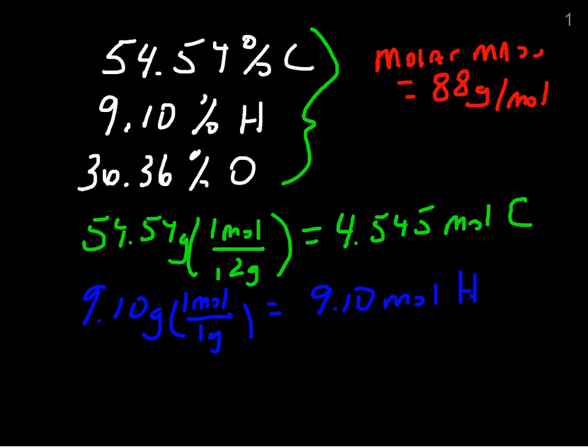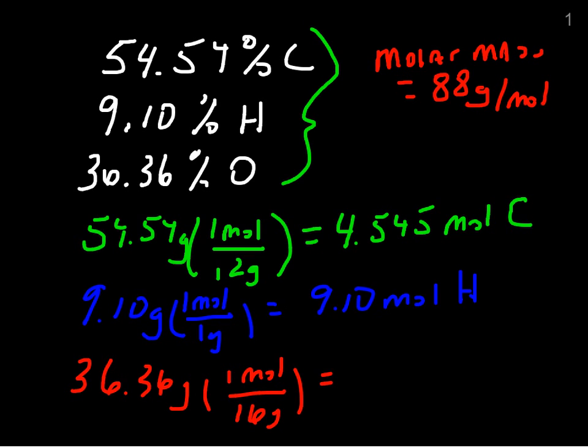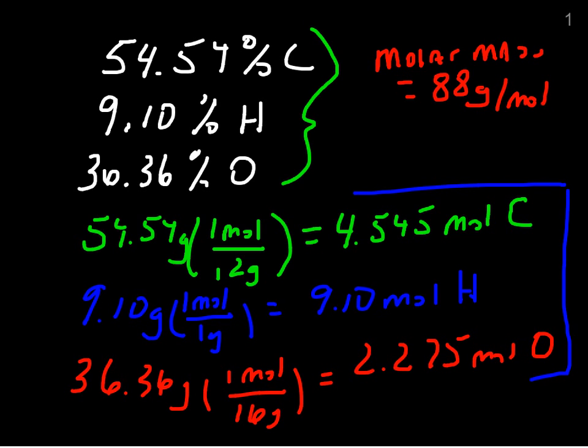Okay, do the same thing with the oxygen. 36.36 grams of oxygen. 1 mole of oxygen is 16 grams, so that's going to give me 2.275 moles of oxygen. Now, what I want to do is take the moles that I've calculated right there and find the simplest whole number ratio of how they relate to each other, because I've gone from looking at this compound in terms of mass to moles. So now I can figure out how many there are.